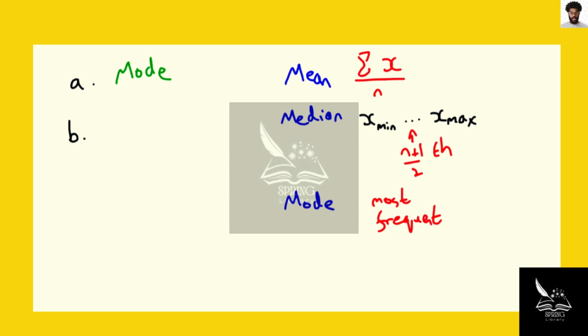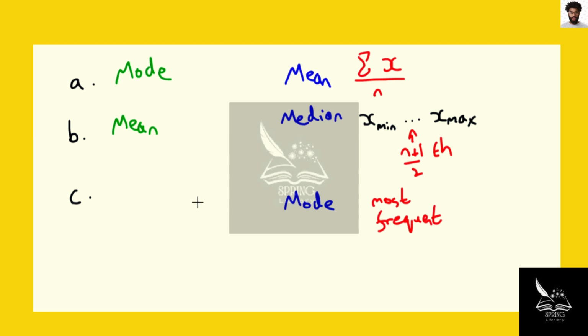So there's 25 values, that means n plus 1 over 2 is the 13th. We're just looking at the middle value. The middle value doesn't care if you've changed the maximum one. So that's not changed either. But the mean has been affected. Every value affects the mean because you're adding up all of the values and dividing by the total.